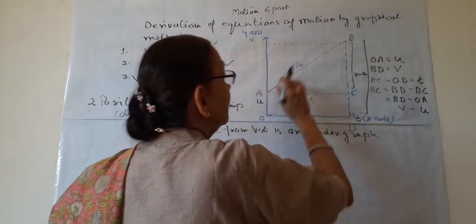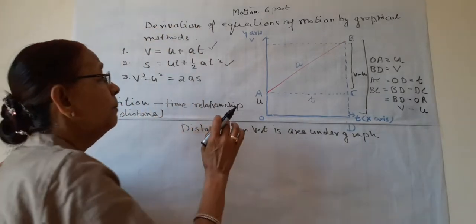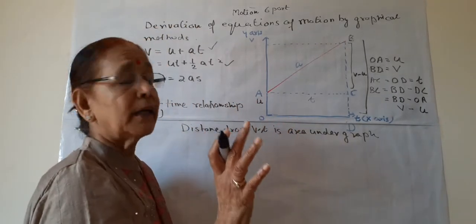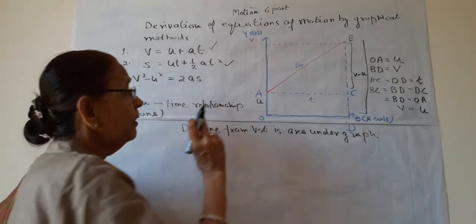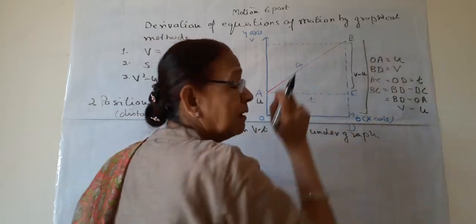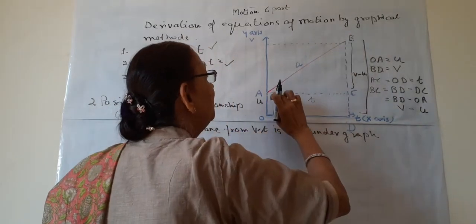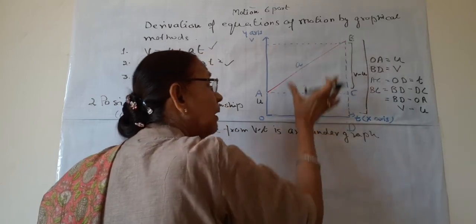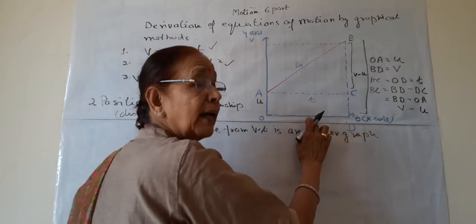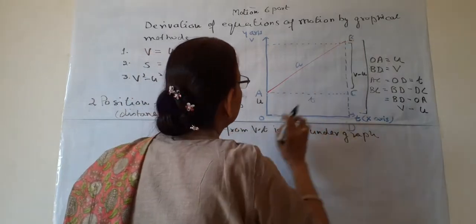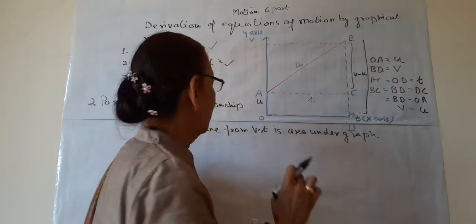That is, the distance from a VT graph can be calculated by the area under the graph. What is the area under the graph in this graph? This AB is our graph line. So the area under the graph will be everything below this AB up to the x-axis. So this OABD is the area under the graph.